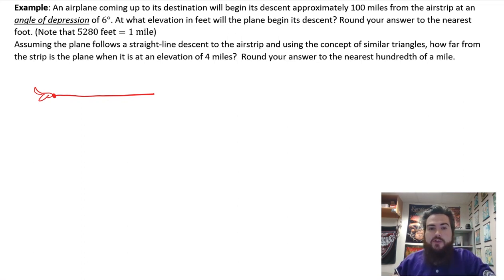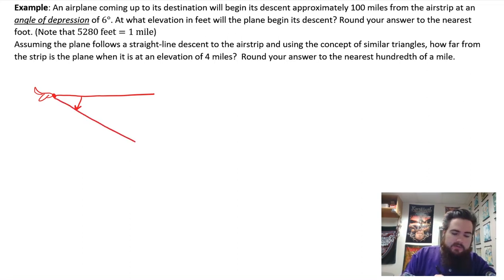An angle of elevation would imply that from that horizontal, the plane is lifting up into the sky. That would be an angle of elevation. However, for us, we have an angle of depression, which means from that horizontal, we will draw an angle measure down. That diagonal that extends from that and the angle measure in between will represent our angle of depression. So this is where I will draw my 6 degrees, and I will connect this to create a right triangle.